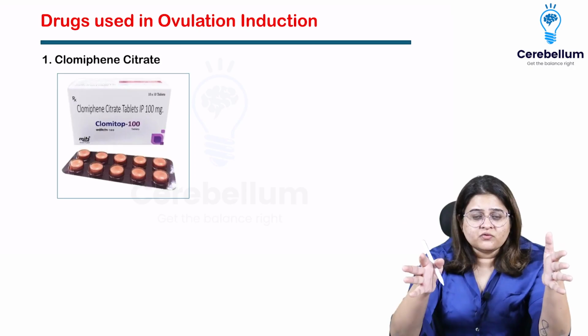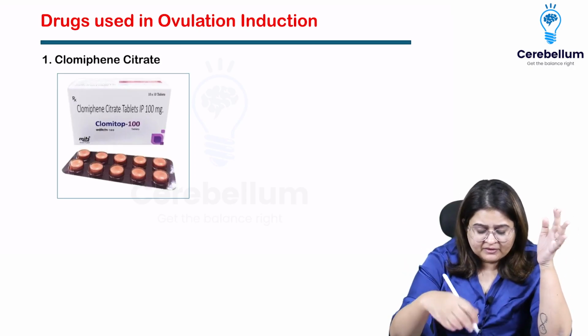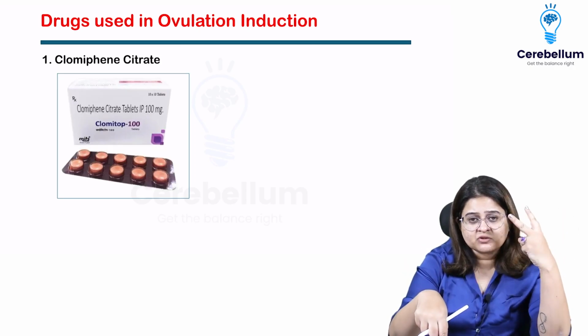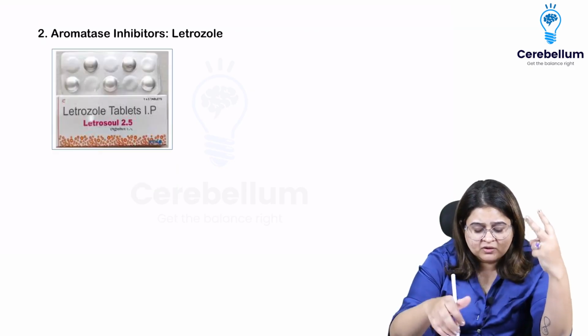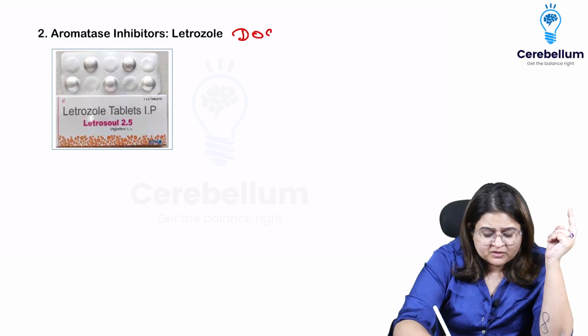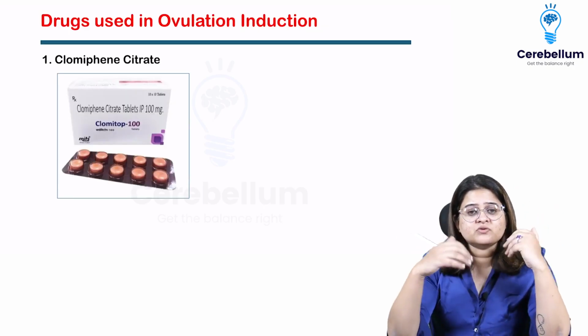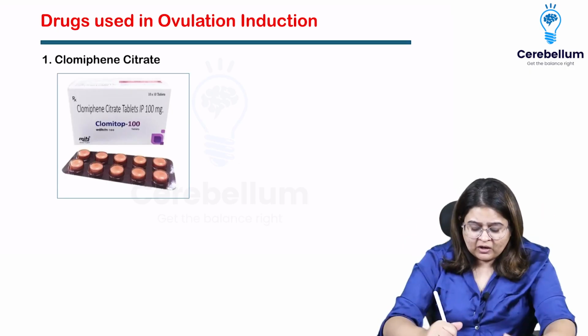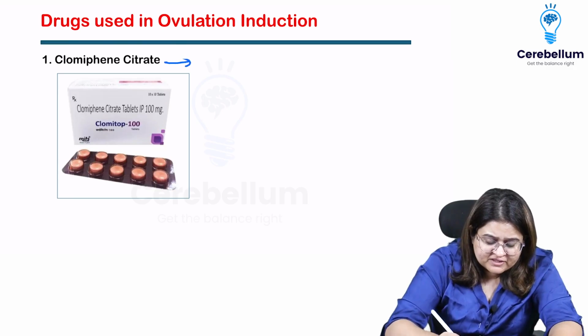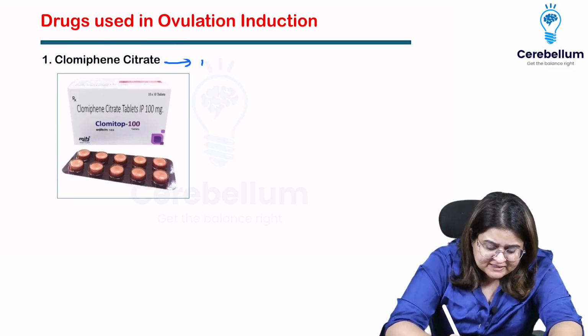What are the drugs used in ovulation induction? Remember these two drugs, very, very important: clomiphene citrate and letrozole. Letrozole, I've already told you, is the drug of choice in polycystic ovarian syndrome. But initially, we used to give a lot of clomiphene citrate. How does clomiphene citrate act? Clomiphene citrate acts because it is an anti-estrogen.